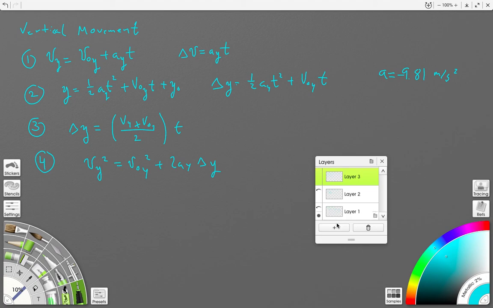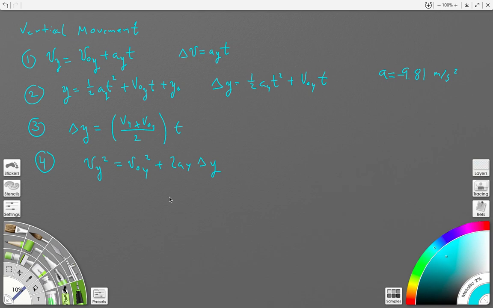Remember that in order for us to break down the problem into two dimensions, we need to take into consideration that our velocity vector can be broken down into Vx and Vy.